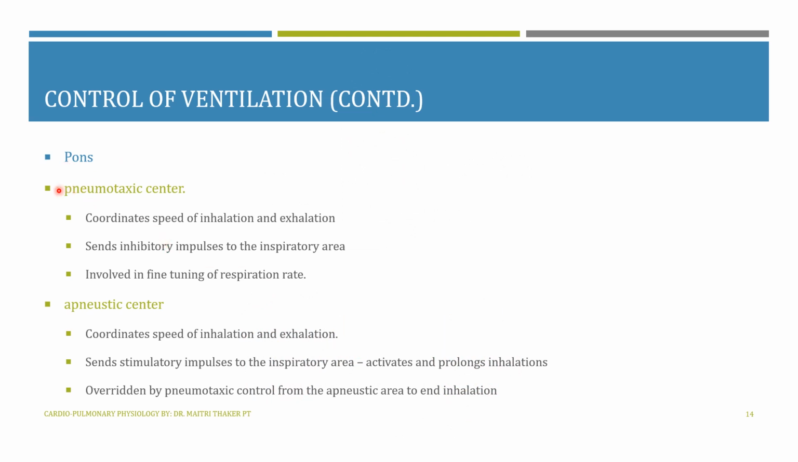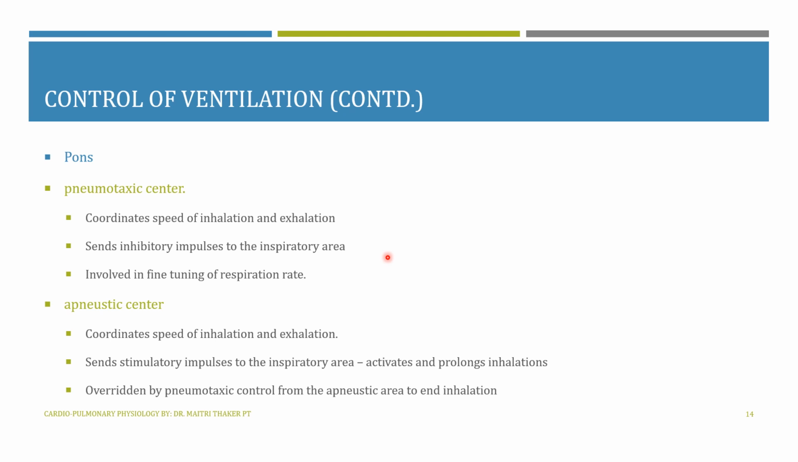Now about the centers located in the pons. There are also two centers, the pneumotaxic center and the apneustic center. The pneumotaxic center coordinates the speed of inhalation and exhalation. It sends inhibitory impulses to the inspiratory area and is involved in fine tuning of the respiratory rate, like when to reduce the RR, when to increase the RR.